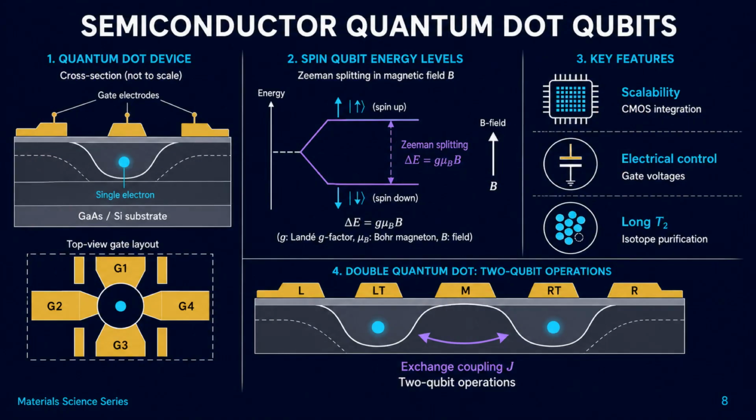Semiconductor quantum dots confine single electrons in gate-defined potential wells. The electron spin serves as the qubit, with Zeeman splitting between spin states. Key advantages include scalability through semiconductor fabrication and electrical control via gate voltages. Isotope purification in silicon removes nuclear spins, dramatically extending coherence times. Integration with classical CMOS circuits is a major goal.